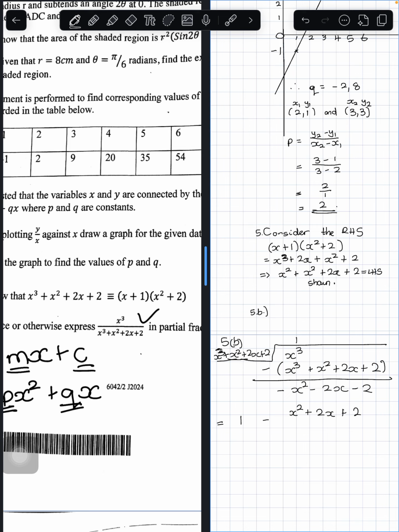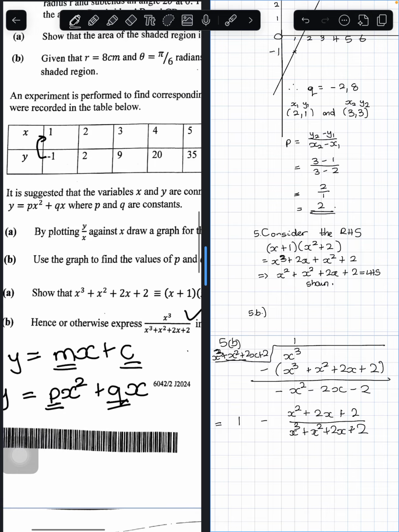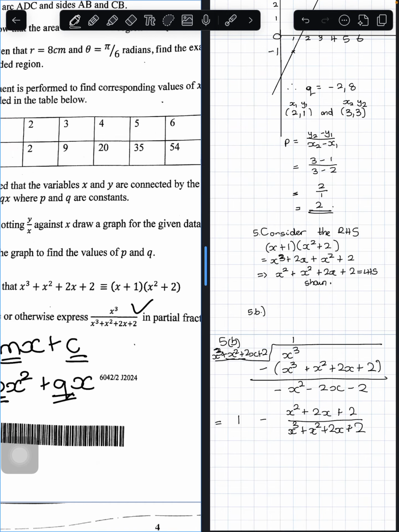What happened here is I pulled out the minus, then it went to the center, over x cubed plus x squared plus 2x plus 2. I hope that one is clear. Let's go back to the first part of our question, to 5a. What were you told in 5a? We were told something that is going to help us here. We were told that these two are equal to each other.